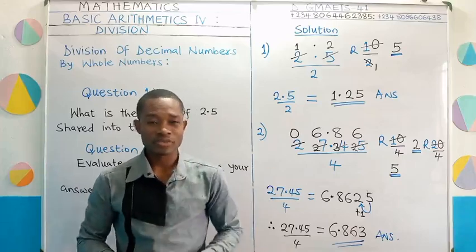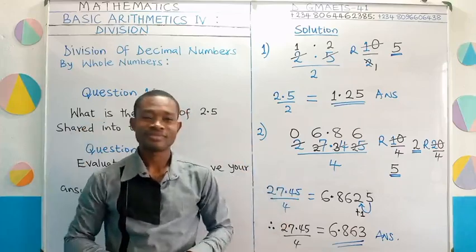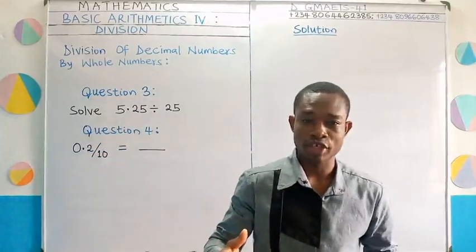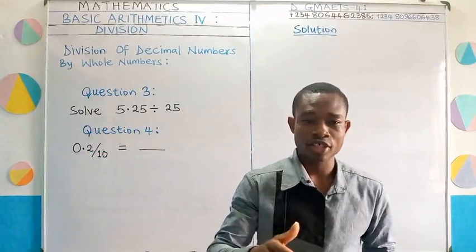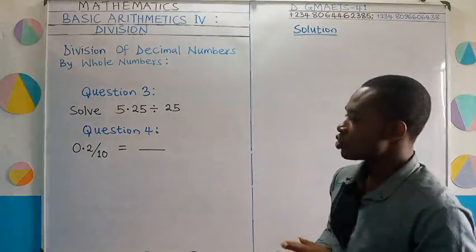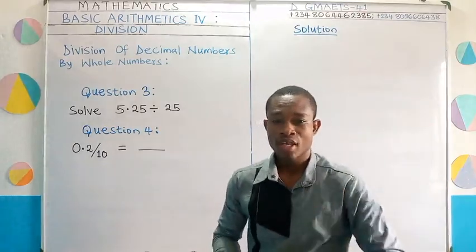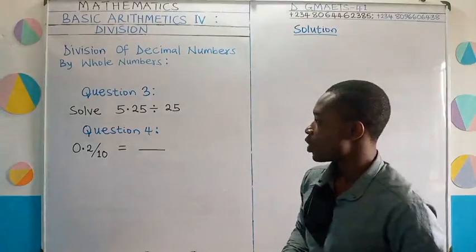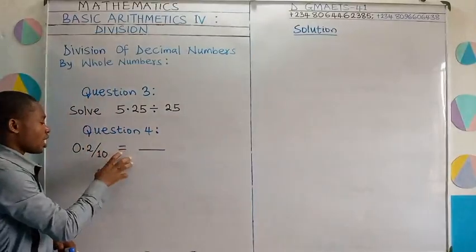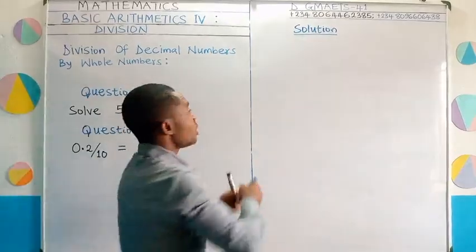Let us pick question number 3 and 4 to conclude this part of division. Alright, that is division of decimal numbers by whole numbers. With these 2 questions we have on the board, because this is question number 3 and 4. In question 3, we are to solve 5.25 divided by 25. And then question 4, we are to solve 0.2 divided by 10. What's going to be our answer?